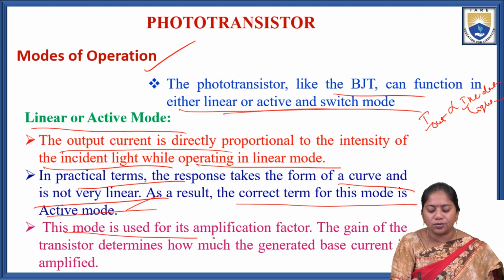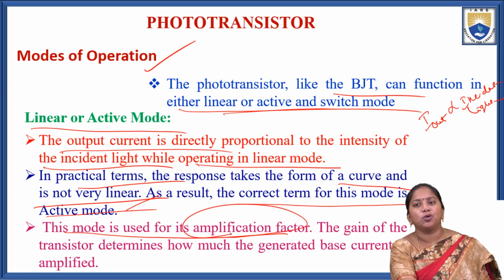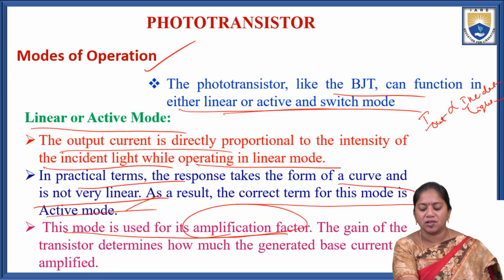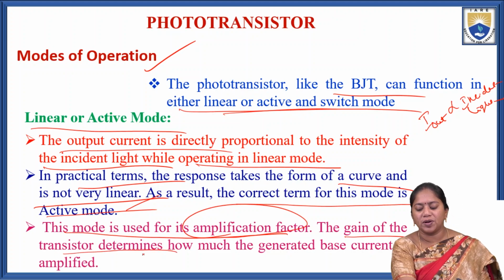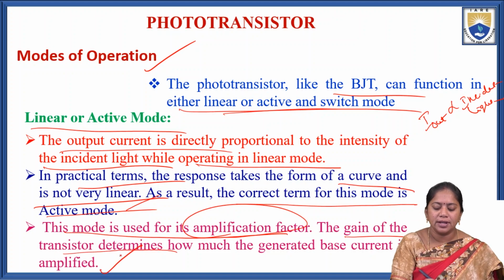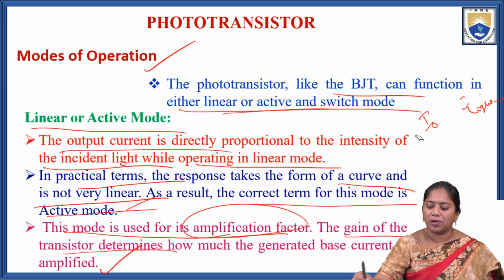This linear or active mode is used for amplification. The gain of the transistor determines how much the generated base current is amplified.